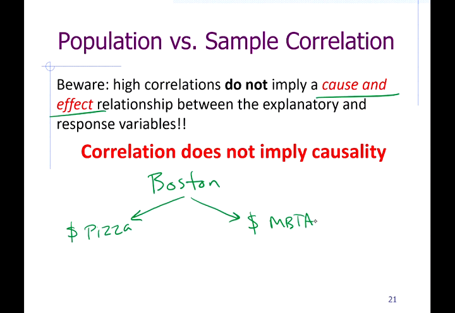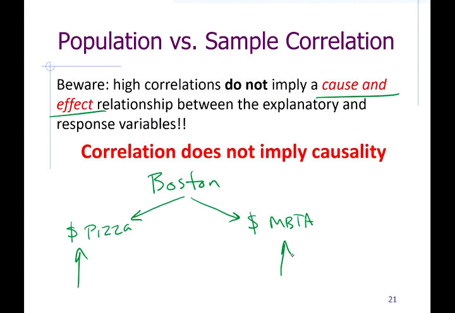Over the last 70 or 80 years, these two quantities have been increasing at about the same rate. The cost of a slice of pizza has been going up. The cost of a ride on the bus or the subway has been going up. And they've been both going up at about the same rate. So there's a relationship there. But it's not a cause and effect relationship. You can't say the prices that pizza shops are charging has caused the Boston MBTA to raise the price of the subway. And you can't say that when the city of Boston raises the price of a ride on the subway, pizza restaurants in turn increase their prices. So one of these is not causing the other one to increase. But they're both increasing at about the same rate.